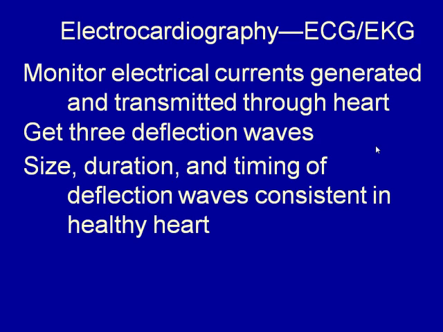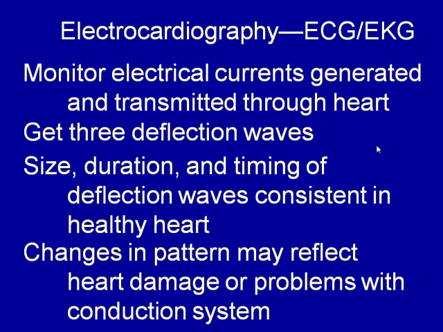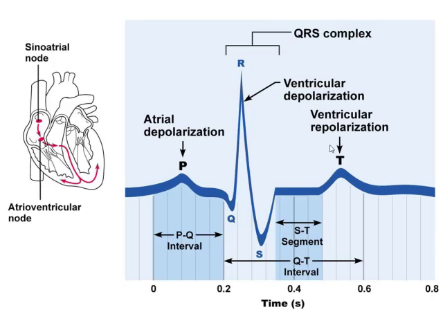The size of these waves, how long they last, when they occur, are always consistent in a healthy heart. So if there are changes in the pattern, this can tell a cardiologist that there may be some heart damage or some problems with the conduction system. Now, your standard 3-wave EKG has a P wave, a QRS complex, and a T wave. They'll talk about the PQ interval and the ST segment and the QT segment. These are some things they look at and they time and they look at the size of.